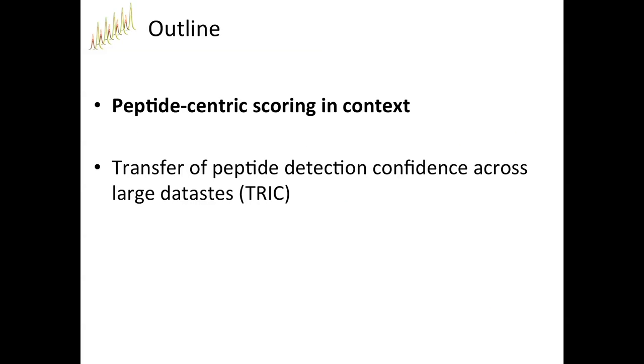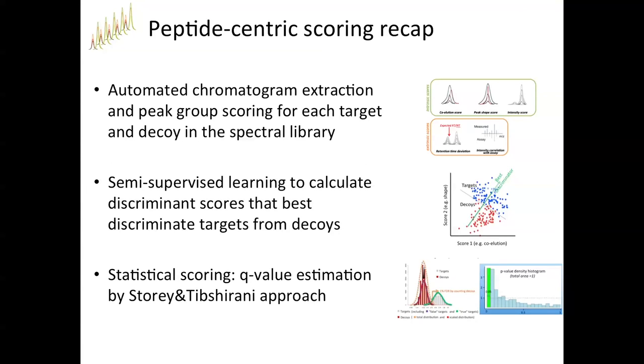So first of all, I'd like to put this peptide-centric scoring and FDR calculation a little bit into context. So to quickly recap what Ludovic talked about: first of all, he was mentioning how we perform automated chromatogram extraction and peak group scoring for each of the targets and the decoys in our spectral library. Then we perform the semi-supervised learning to actually calculate discriminant scores that can separate targets from decoys. And then the statistical scoring is done using a Storey-Tibshirani approach to get Q values for all of your targets and decoys in the spectral library.